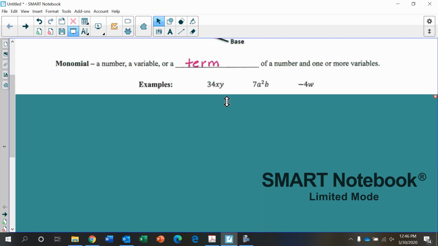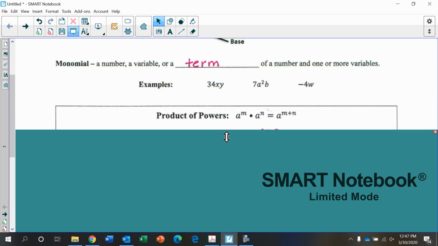I can't write on the Smart Notes, so I'm just going to use this shade thing. Talking to you.